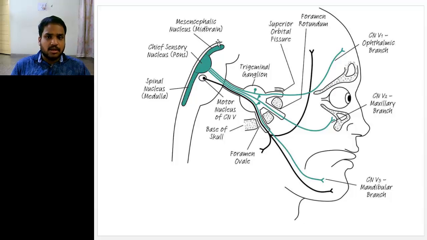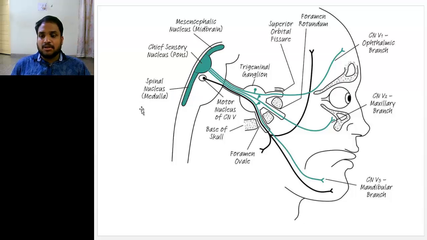The proprioceptive information from the jaw is received by the mesencephalic nucleus in the midbrain, and the chief sensory nucleus encodes fine touch as well as vibration from the face, right? From the face, the fine touch and vibration is encoded by the chief sensory nucleus. And the spinal nucleus in the medulla is responsible for the pain and temperature from the face, right? Pain and temperature is coded by the spinal nucleus in the medulla.